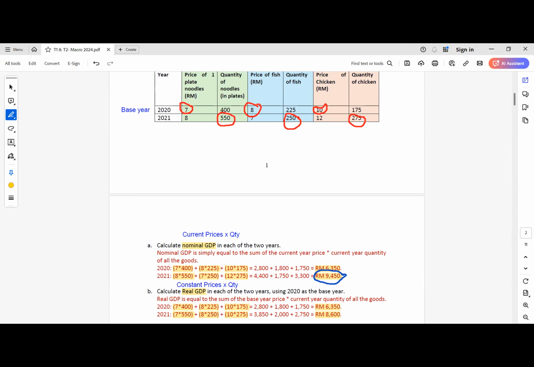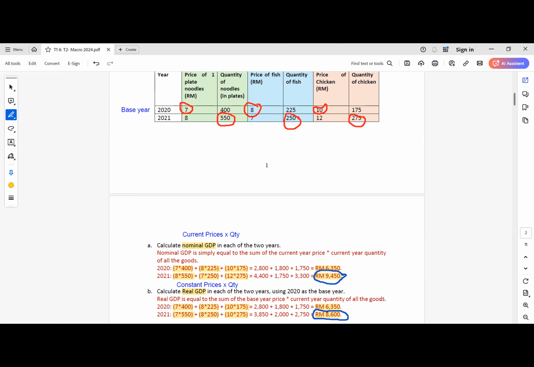Just now when we were calculating the nominal GDP, we use current prices. The current prices will be high, so you get quite high values. But we cannot say that this high value is really caused by the quantity, because the current prices are going up as well. So we need to convert nominal GDP into real GDP. How? By using constant prices.